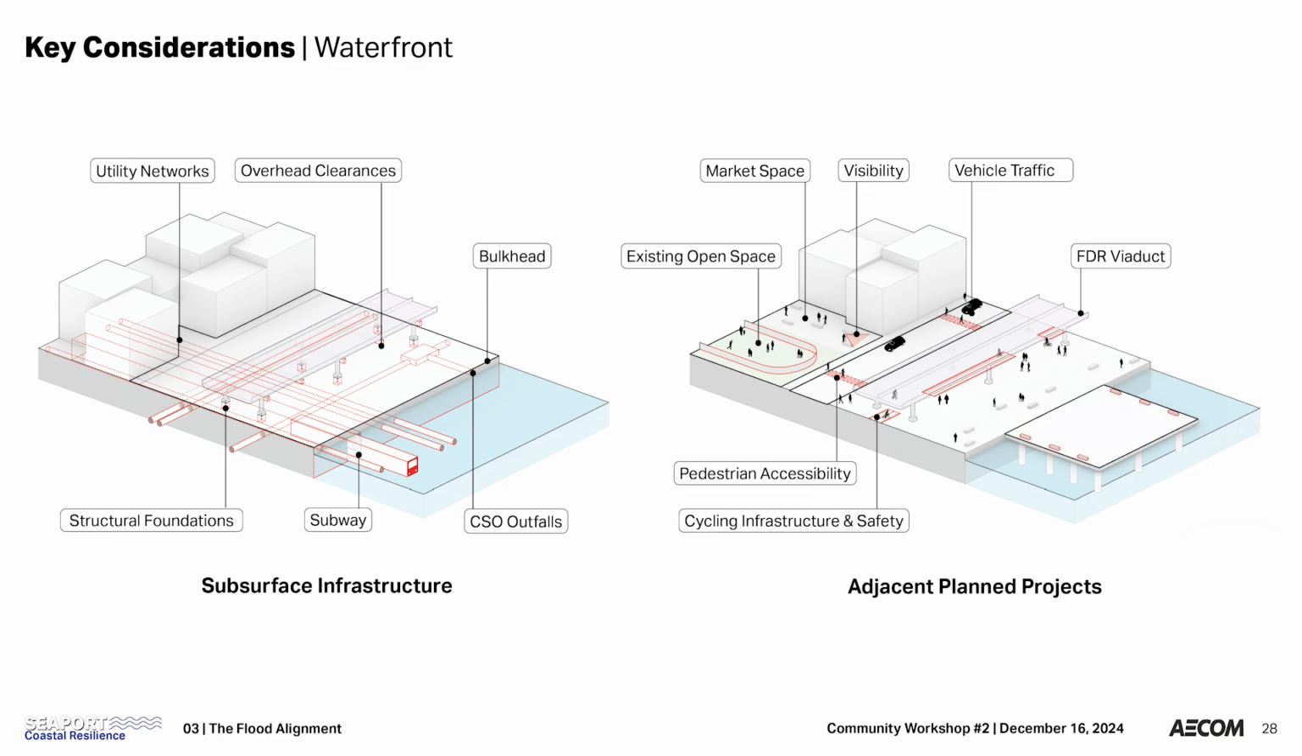We have the FDR as a major protagonist in this play. We have subway tunnels, CSO outfalls. It's how you weave that line of protection that is really, really important, and you have to consider everything that's built in and around us and things that we don't see, which is even more complicated than what we see.